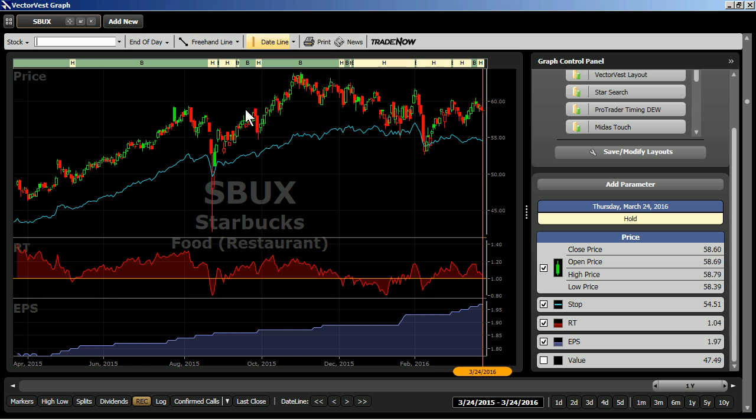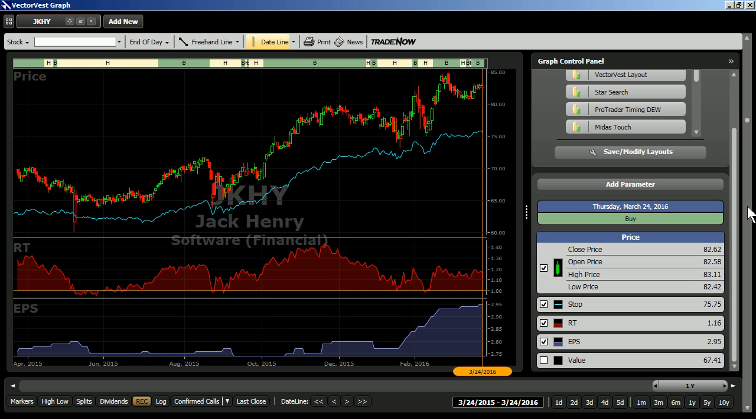Now Starbucks, a great company, but since late October has really moved sideways and kind of slightly has trended down. Still hasn't closed below that stop line, so it hasn't become a sell recommendation. But earnings per share stay strong. And again, a quality company that we certainly can consider for our portfolio. But again, the beauty and the simplicity of this is to scroll through. Jack Henry, a software company, also looking very strong on the VectorVest Simple graph.